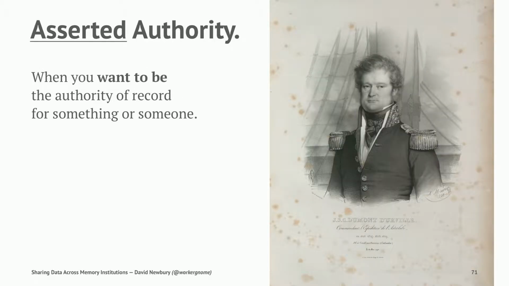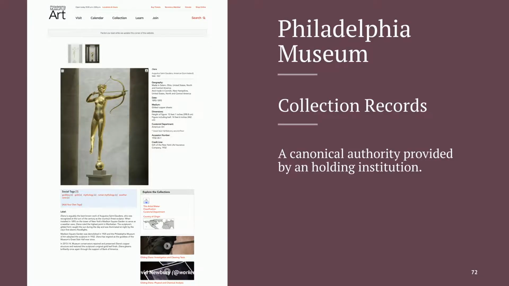And to think about that, we have to realize there's multiple ways that you can be an authority. There's this idea of asserted authority, when you want to be the authority for something. And so here, you want to be the authority for the objects in your collection. You have decided that I am the moral authority, it is my job, it is my responsibility to provide records, to provide data, to be a source of truth for this information.